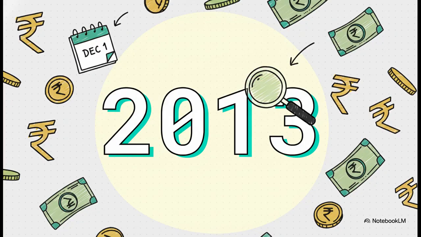And this totally explains why economists always use exact dates. To figure this out, they calculate the precise stock of money circulating in, say, India, exactly on December 1st, 2013. Not the average for the whole year, but on that specific day. That single snapshot reveals the exact purchasing power sitting right there in the public's hands at that exact moment.